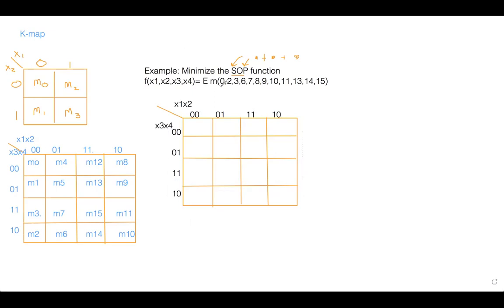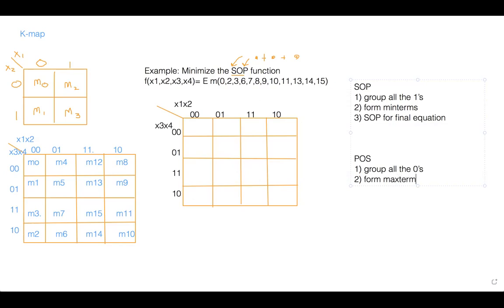And so when we see sum of product, I'm going to tell you guys both ways. For sum of product, you're going to group all the ones. And then for the next step, you're going to form min terms. And then the third step is you do sum of product for the final equation. Okay, on the next one, product of sums, it's exactly the opposite. So group all the zeros. You're going to form the max terms. And then you're going to do product of sum for the final equation. So just know they're the opposite of each other. That's how I like to think of it, and it makes it easy for me.